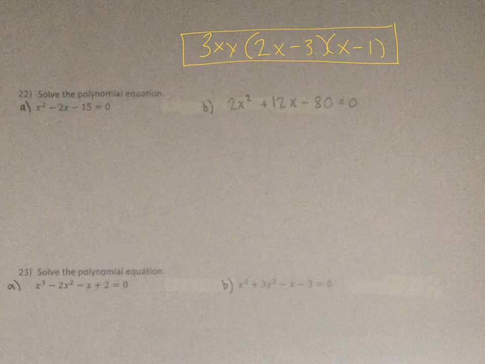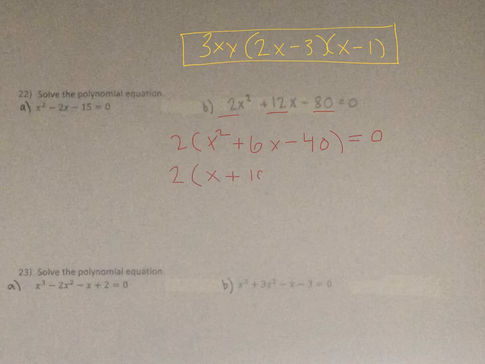So first factor out a greatest common factor. We have 2 times x squared plus 6x minus 40 equals 0. Then we're going to factor the trinomial into x plus 10 and x minus 4.